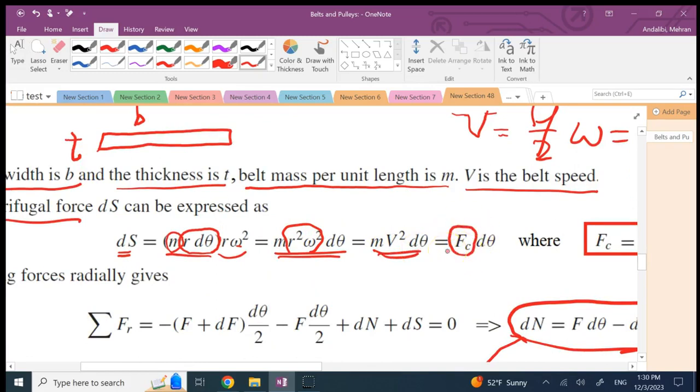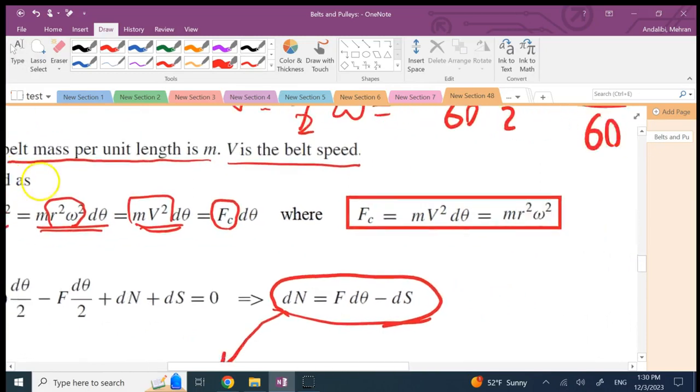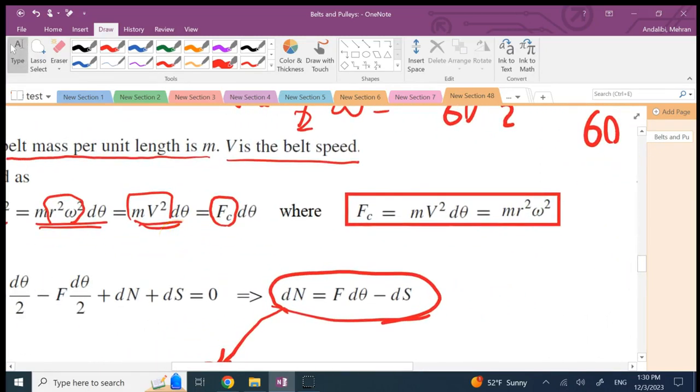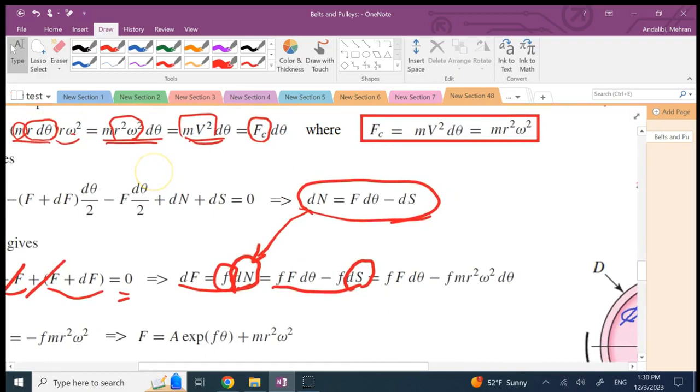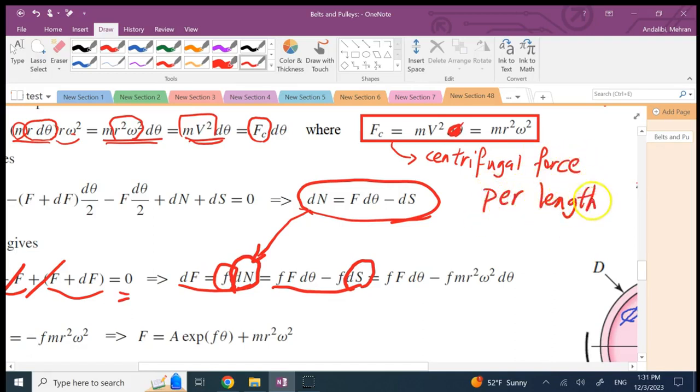By the way, this is a term that we're going to see later. This Fc is going to be mv squared times the theta, or m r omega squared, okay? So this term here, we call it Fc. And let me make sure. Yeah, there is no d theta here. It's just mv squared. This is basically the centrifugal term per length. Okay, this Fc is the centrifugal term per length. Let me write it for you. And we'll use this notation of Fc later.